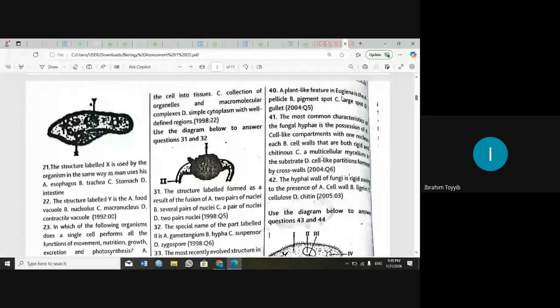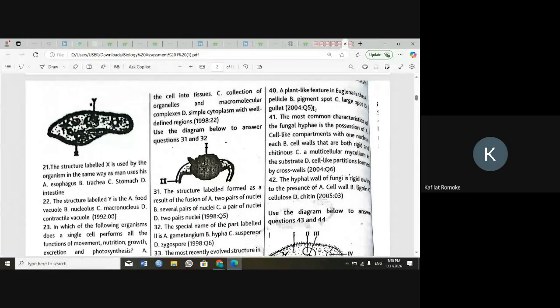So a plant-like feature in Euglena is the what? The plant-like pigment spot. What kind of pigment? That's the green pigment called chlorophyll, which is in the chloroplast. Number 41. So the plant-like feature in Euglena is the chloroplast, which contains the pigment what? Chlorophyll, the green pigment. Do you get that? Yes, sir.